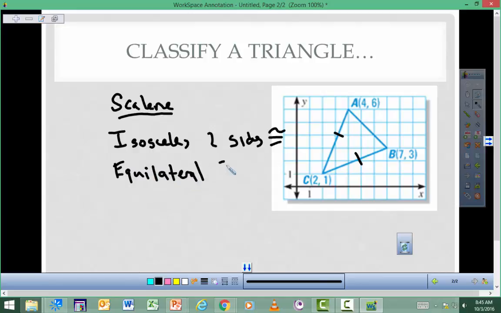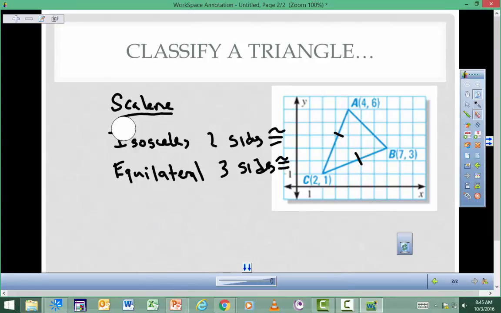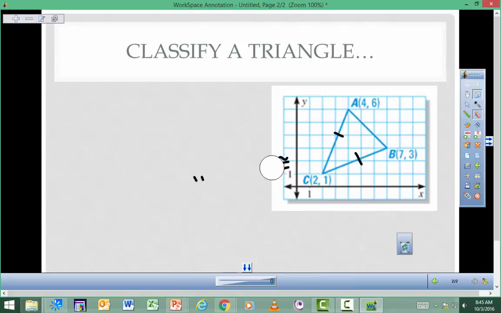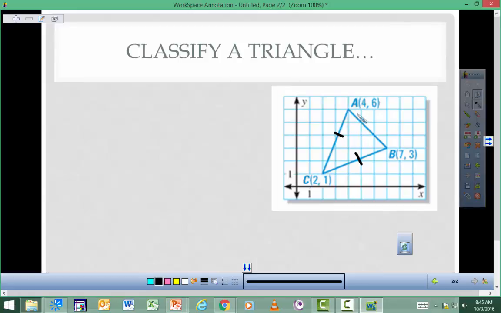And in that case, three sides are congruent. And so basically what you do, and it takes a while to do these, is you have to find the distance between A and C. You need to find the distance between A and B, and find the distance between B and C, and then compare them.